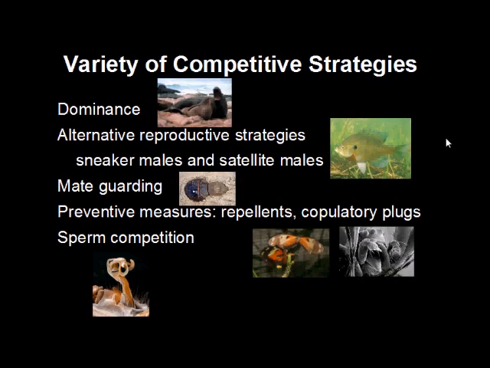So really, there's a variety of competitive strategies in this intrasexual selection. We talked about dominance, the alternative reproductive strategies like the sneaker males and the satellite males. We talked about mate guarding, these preventive measures like the repellents and the copulatory plugs, and sperm competition.